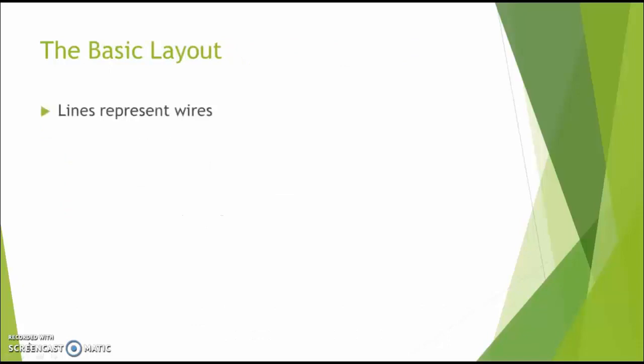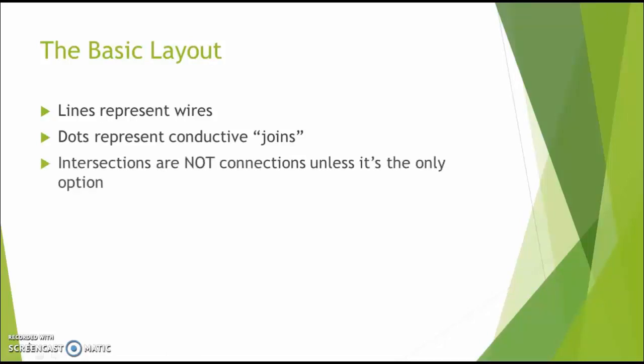So our basic tools then to communicate schematics: lines, of course, represent wires, as we've talked about before. Dots on the lines represent conductive joints. They represent solder, right? And it's important to note that intersections between lines are not necessarily connections unless it's the only option available.